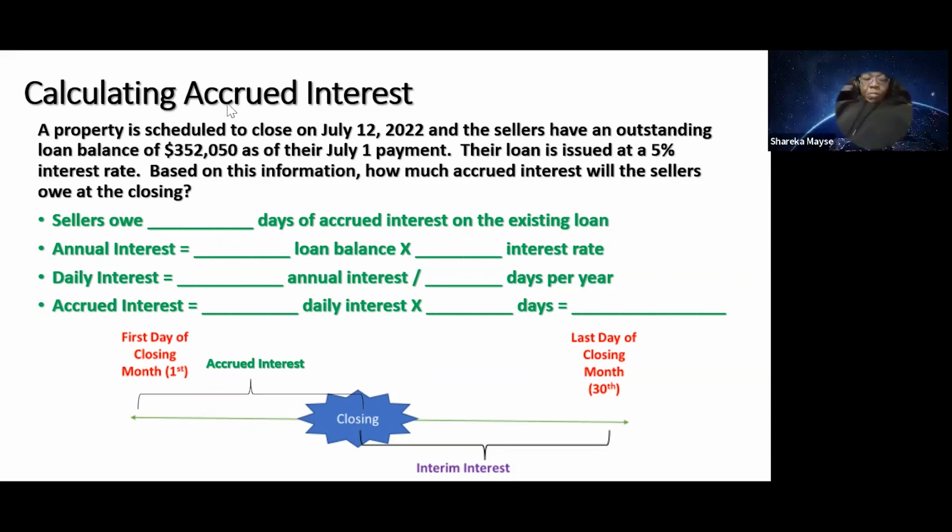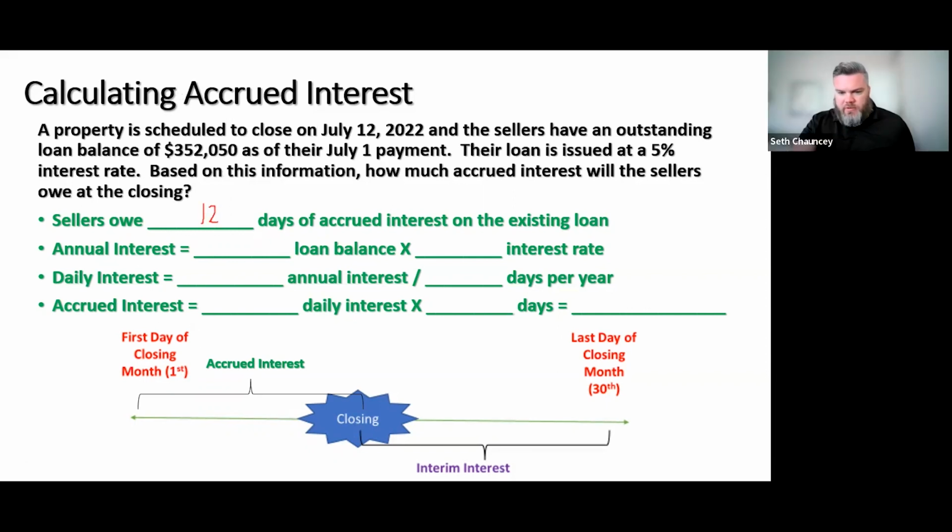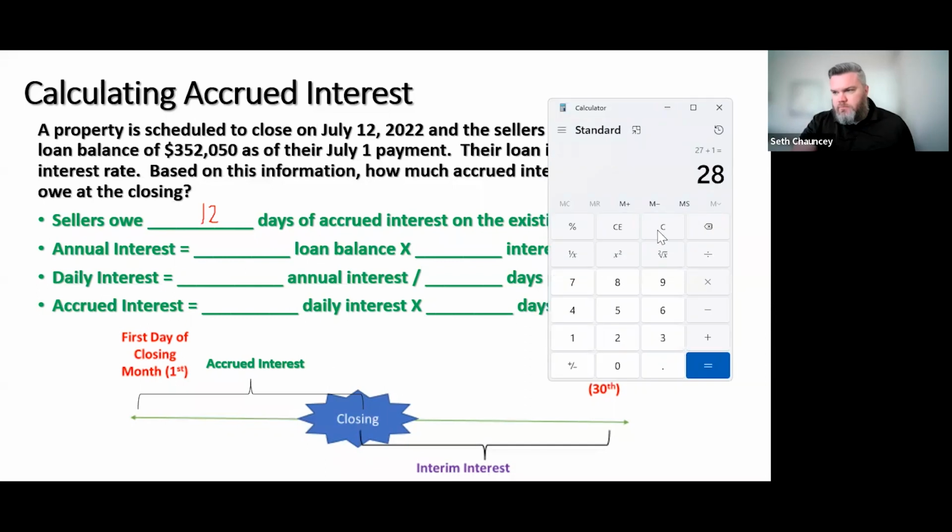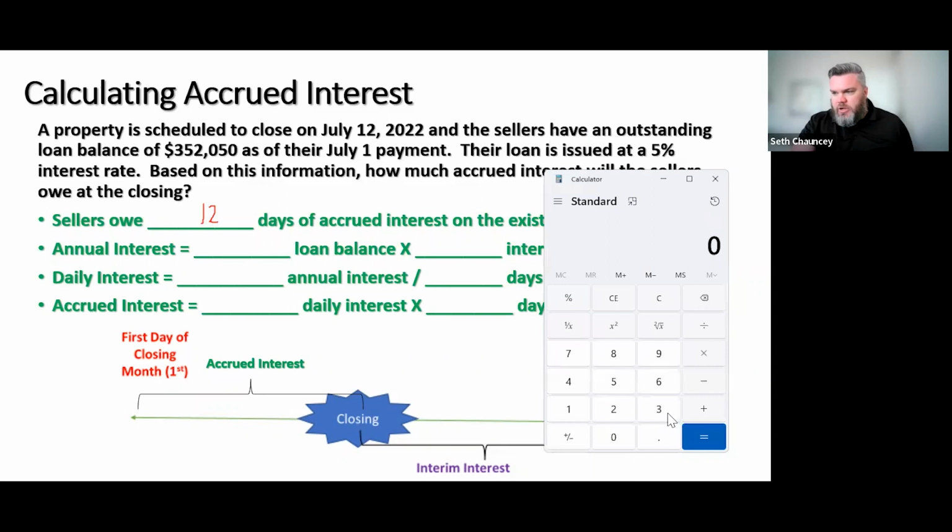And so we've got our loan balance of 352,050. And so you're going to find your annual interest on that, at the 5% interest rate. So 352,050 times your annual interest rate of 5% gives us annual interest of 17,602.50.